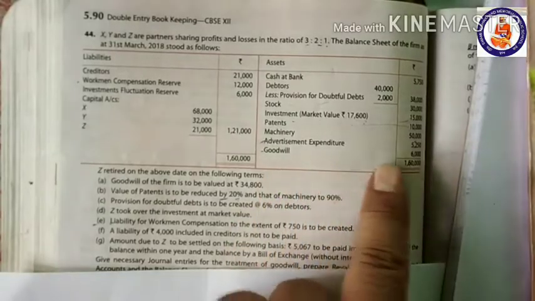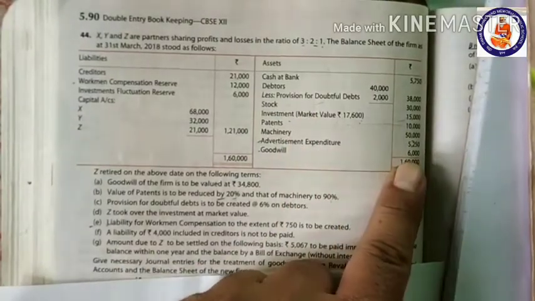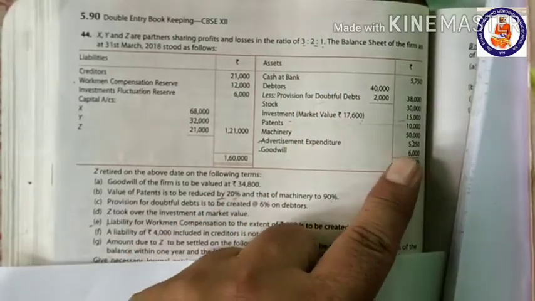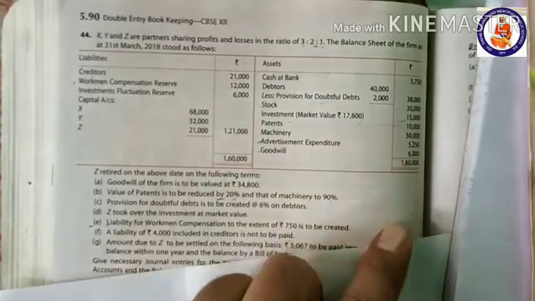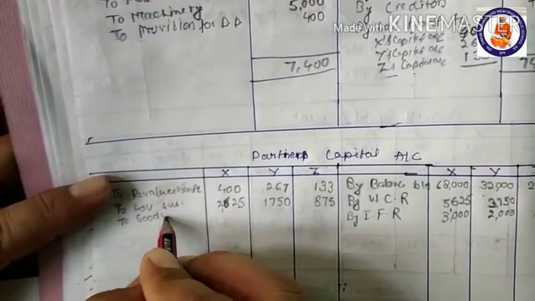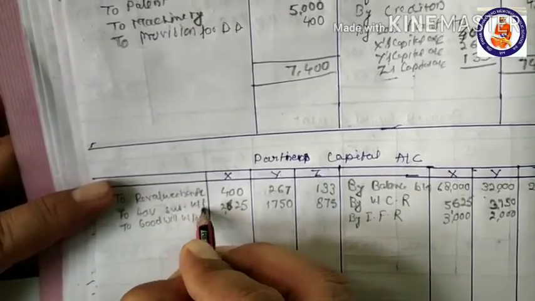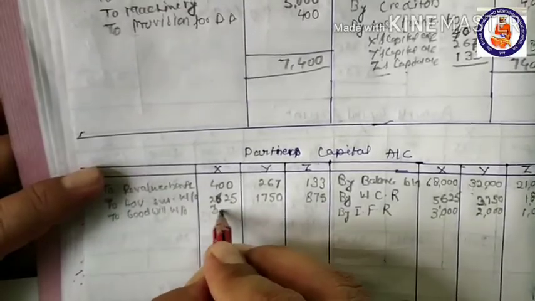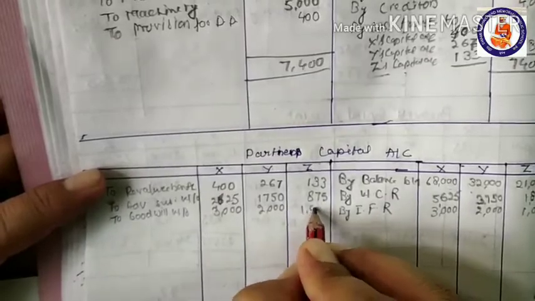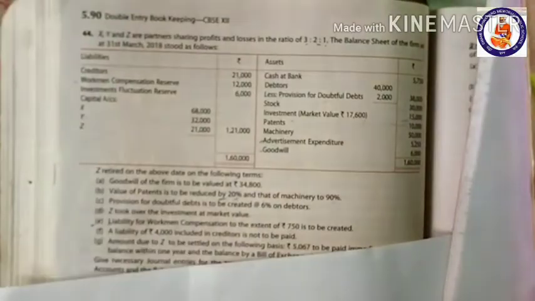Now this goodwill is to be written off, because if it is given in the balance sheet, it is to be written off. So in the same 3:1 ratio, 6,000 becomes 3,000, 2,000, 1,000. So goodwill written off, suspense written off. It is 3,000, 2,000 and 1,000 rupees. Then the investment fluctuation reserve.